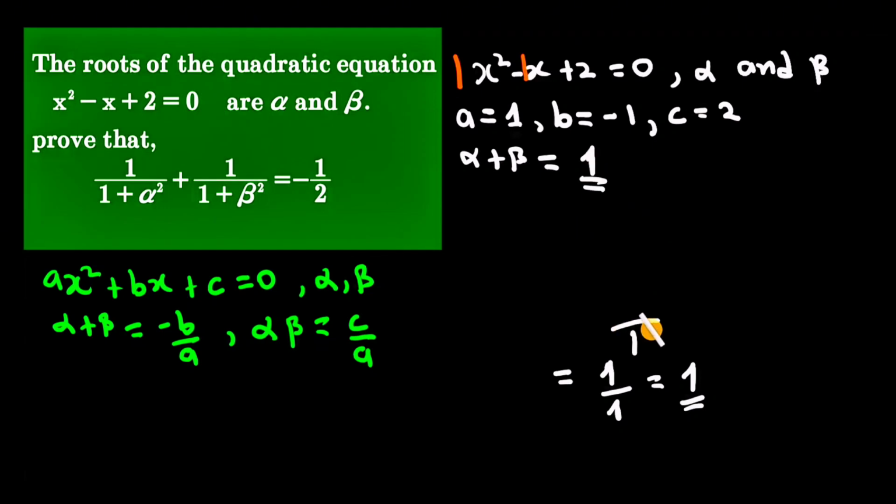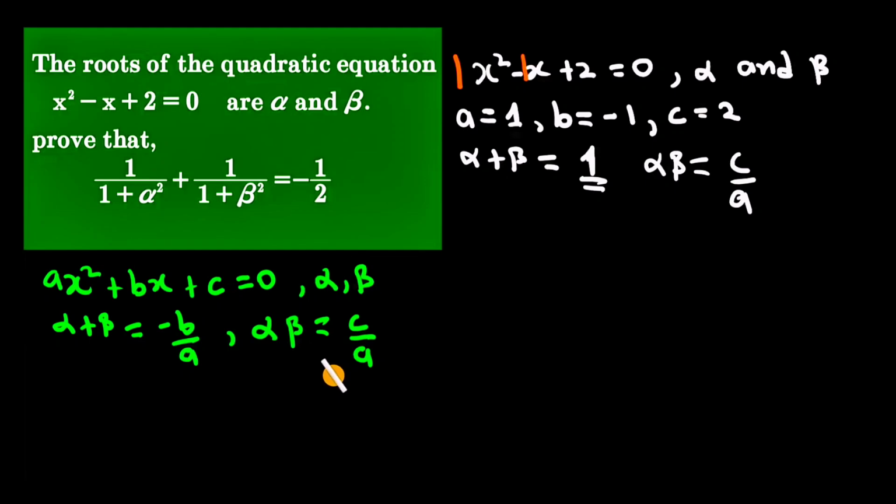The next is to calculate alpha times beta. Alpha times beta is equal to c all over a. That is from this formula. C is 2, so here I'll have 2. A is 1, which is equal to 2 all over 1, which is 2. It means that alpha times beta is 2.